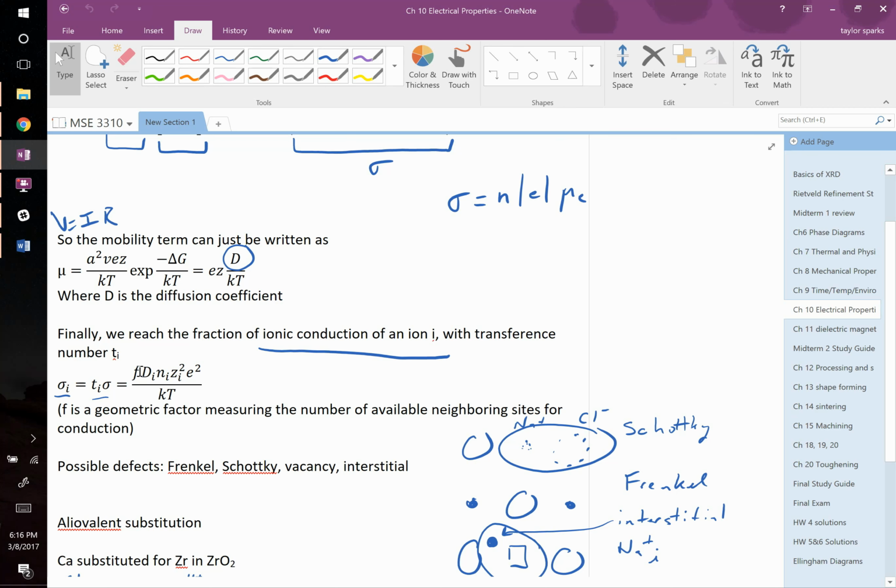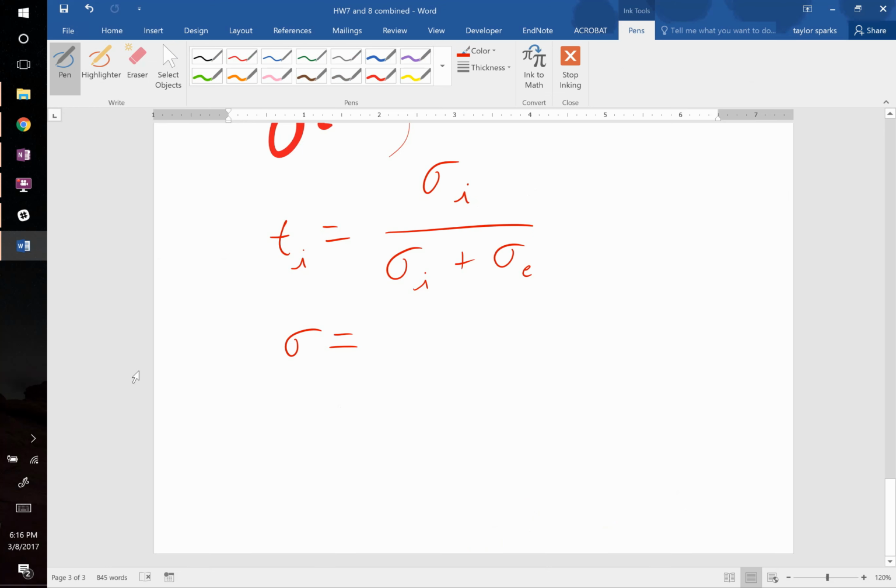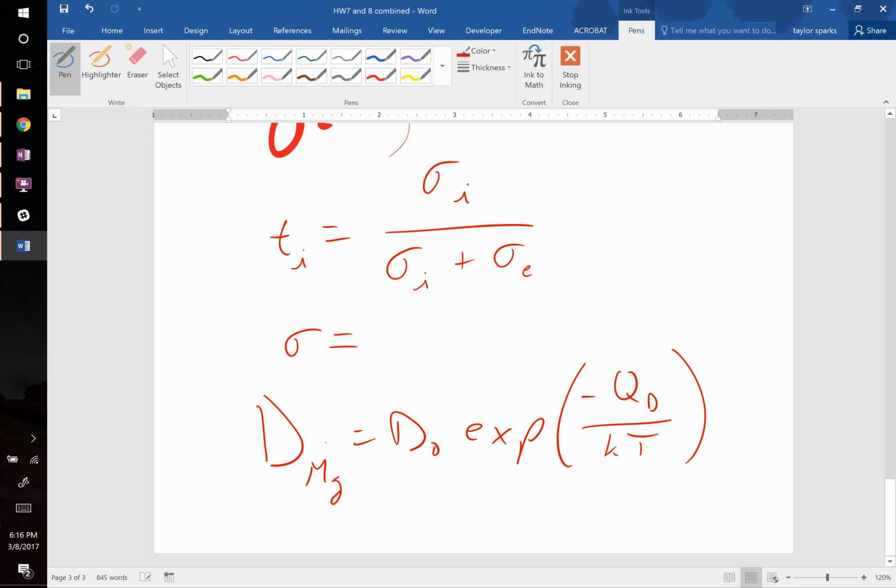D, this is the diffusion of that species, the diffusion coefficient for that species. In this case, we're talking about vacancies of magnesium, right? So you need to figure out what that is. How do you figure out what that is? You have to remember that diffusion is exponential. D of some species, let's say for magnesium, is equal to D naught times the exponential of the negative activation energy for diffusion over KT, right? I gave you the activation energy for this question, and I gave you D naught. So you can solve for what the diffusivity will be at whatever temperature this is at.